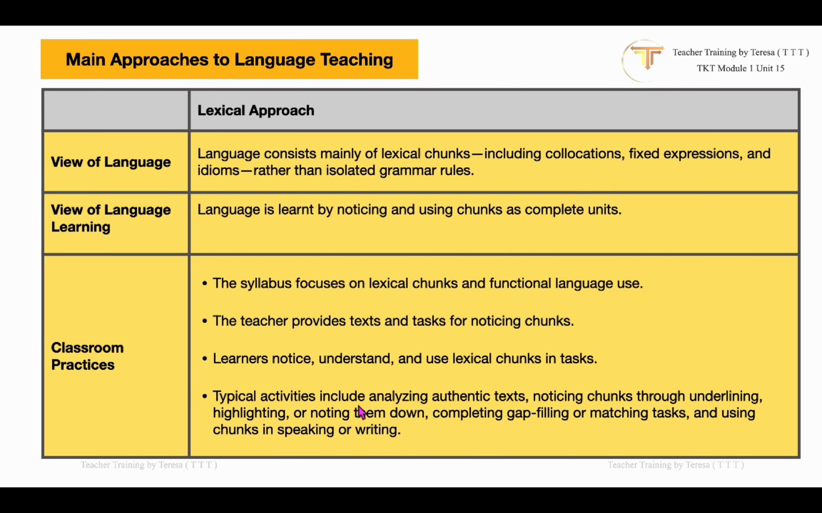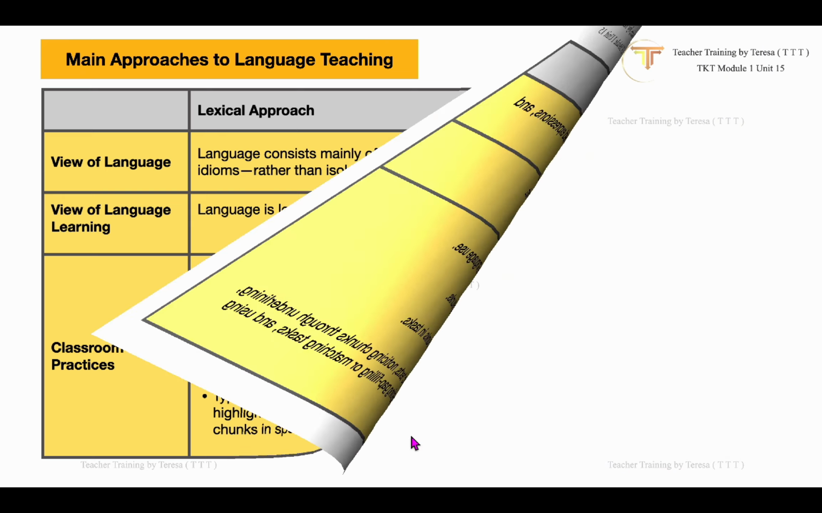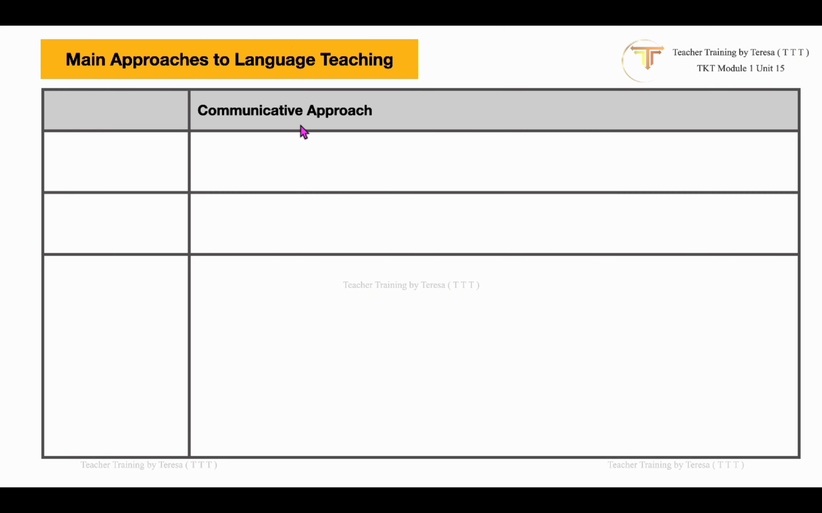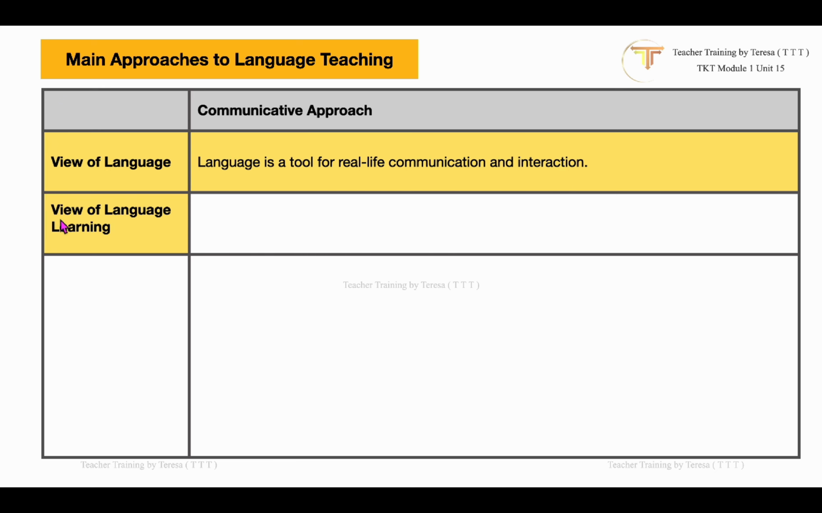Typical activities include analyzing authentic texts, noticing chunks through underlining, highlighting, or noting them down, completing gap-filling or matching tasks, and using chunks in speaking or writing. Communicative approach. View of language. Language is a tool for real-life communication and interaction. View of language learning. Language is learnt best through interaction, with an emphasis on meaning over form.